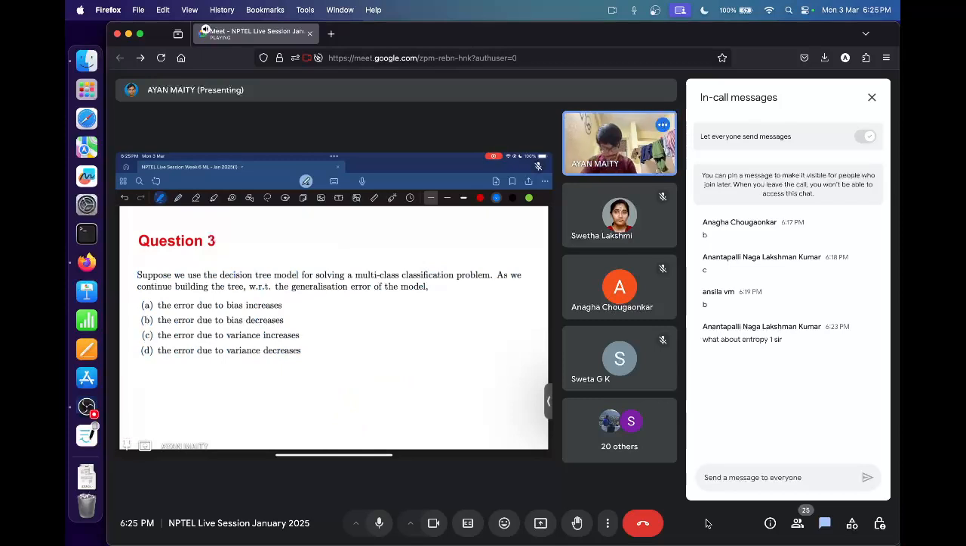Now question 3. Suppose we use the decision tree model for solving a multi-class classification problem. As we continue building the decision tree with respect to the generalization error of the model, the error due to bias increases, error due to bias decreases, error due to variance increases, error due to variance decreases. So what happens to the bias error and the variance error as we continue building the decision tree from the root to the leaf node? As we add more and more branches in the decision tree, what happens to the bias error and the variance error?